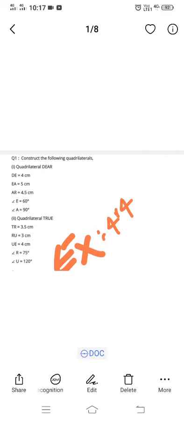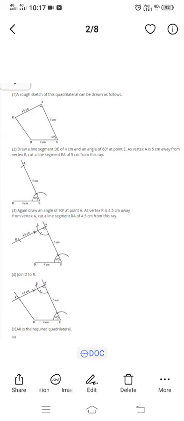Okay, now we are going to see exercise 4.4. Question number 1. Construct the following quadrilateral DEAR. DE is 4 cm, EA is 5 cm, AR is 4.5 cm, angle E is equal to 60 degrees and angle A is equal to 90 degrees. So first, a rough sketch we have to draw for the quadrilateral DEAR.